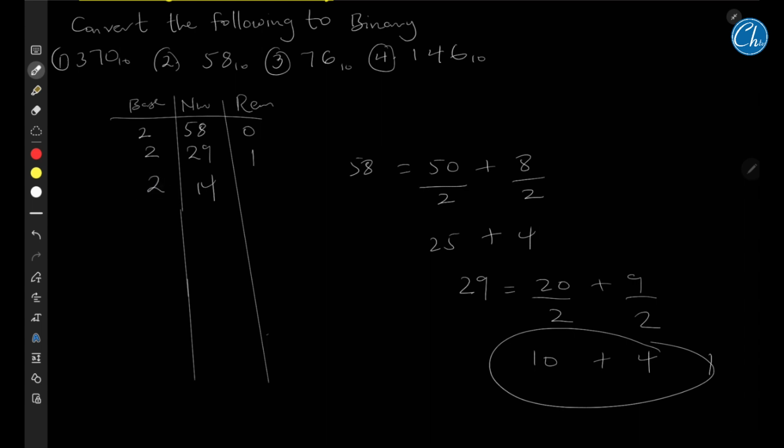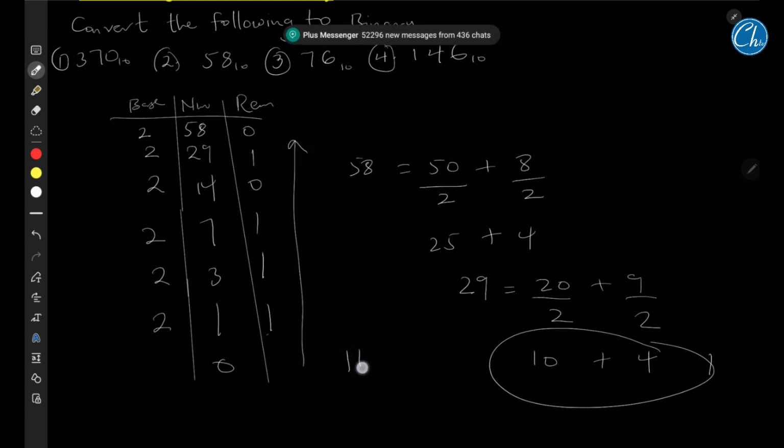Repeat your 2. 2 going into 14 how many times? 7 remainder 0. Repeat your 2. 2 going into 7 how many times? 3 remainder 1. Repeat your 2. 2 going into 3 how many times? 1 remainder 1. Repeat your 2. 2 going into 1 how many times? 0 remainder 1. So we read our answer from the bottom to the top. We'll get 111010 base 2.